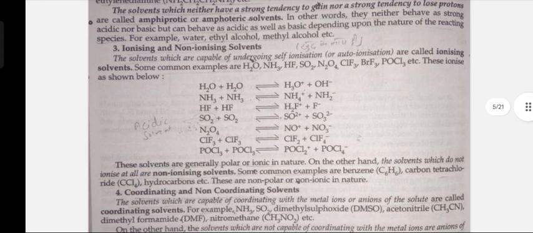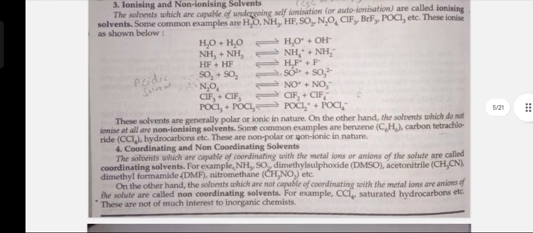The third type is ionizing and non-ionizing solvents. The solvents which are capable of undergoing self-ionization or auto-ionization are called ionizing solvents. Some examples are water, liquid ammonia, hydrogen chloride, sulfur dioxide, bromine trifluoride, and POCl3. These ionize as shown below. I am sure that these equilibria can readily proceed in the forward and backward directions.